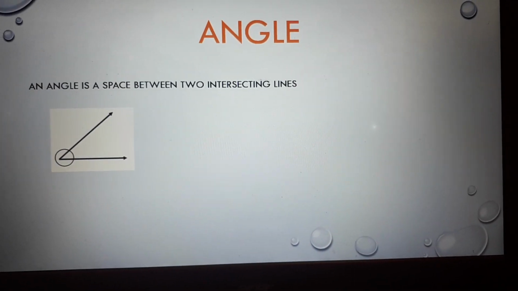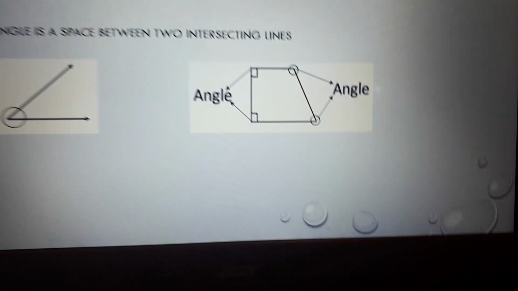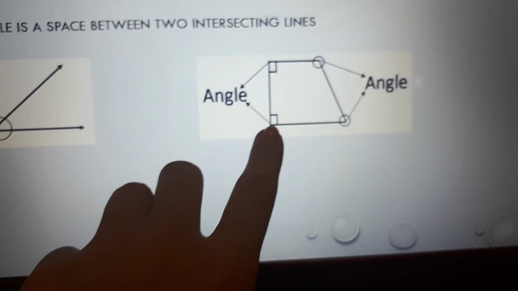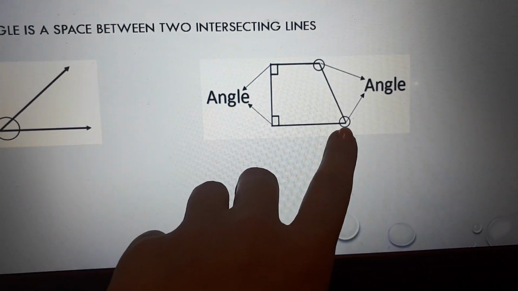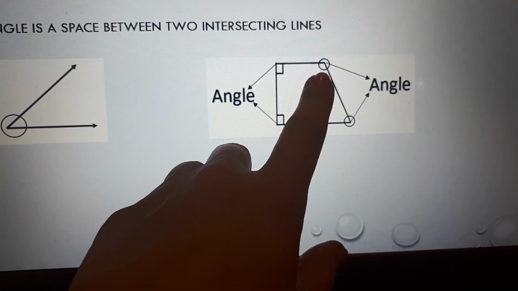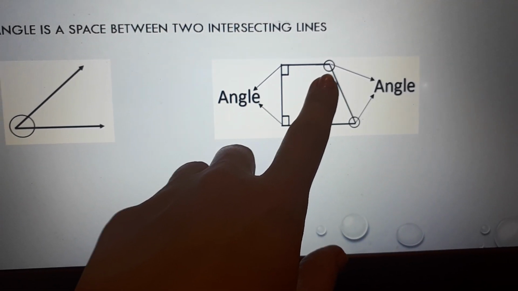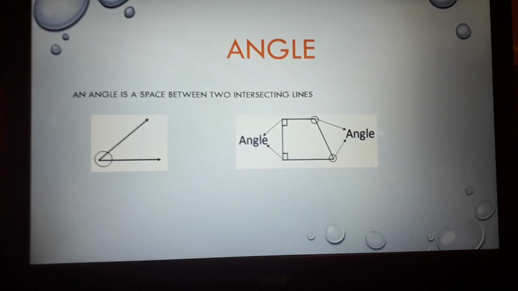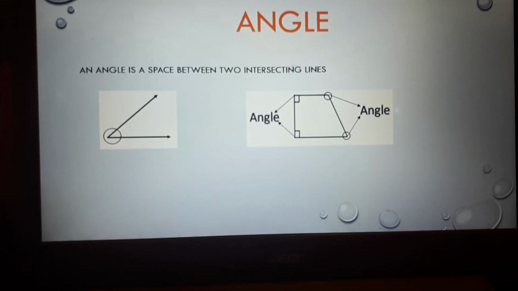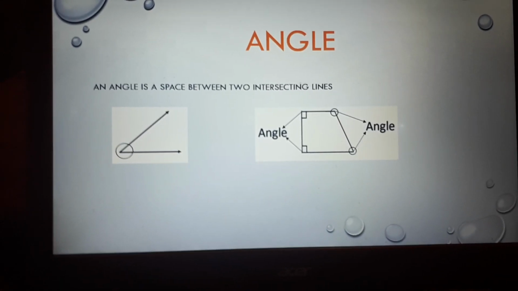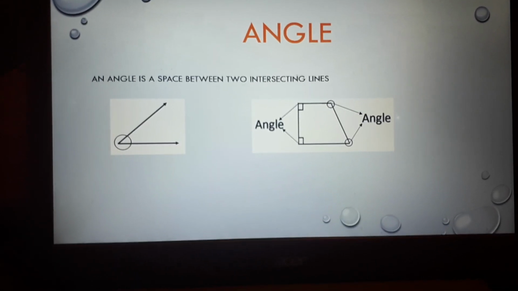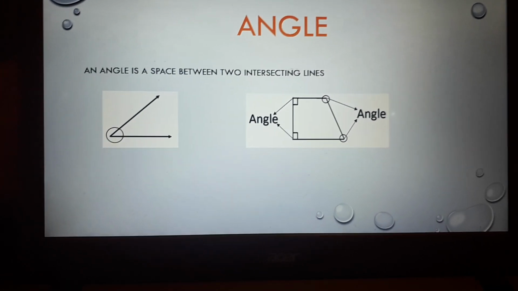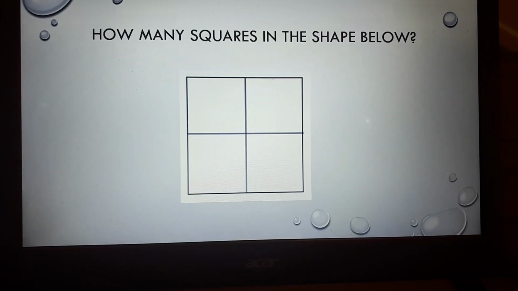Let us check another shape. Look here. How many angles do we have here? This is one, two, three, four. Four angles. Yes, an angle is the space between two intersecting lines. Say the word after me. Intersecting lines. Intersecting lines are the opposite of parallel lines.